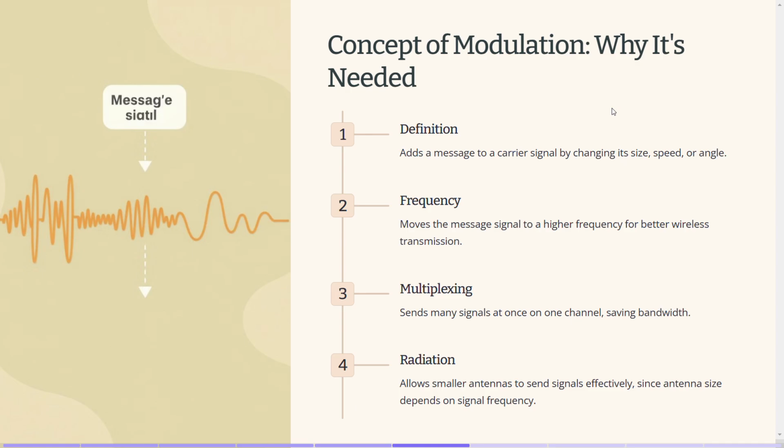Frequency moves the message signal to a higher frequency for better wireless transmission. Sends many signals at once on one channel, saving bandwidth. It allows smaller antennas to send signals effectively, since antenna size depends on signal frequency.